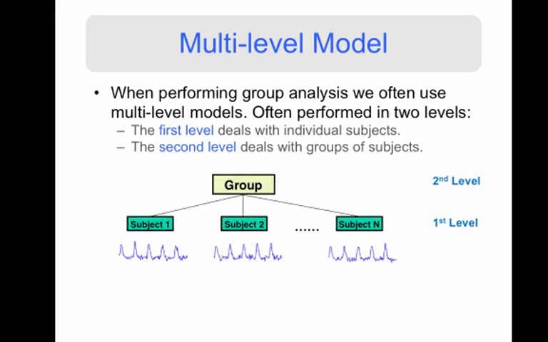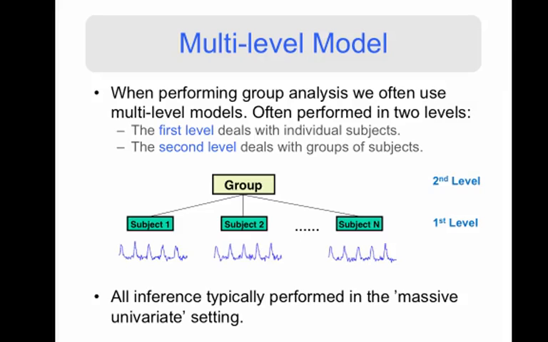So here's a cartoon of what's going on in the multi-level model. We have a nested case here where we have the group in the second level, and within the group we have a number of subjects in the first level. Now again, as we talked about earlier, we can make a third level, a fourth level as well, but for now let's concentrate on a two-level model. Again, all inference is going to be performed in the massive univariate setting. So even though we're looking at multiple subjects, we're still looking at a single voxel of the brain.